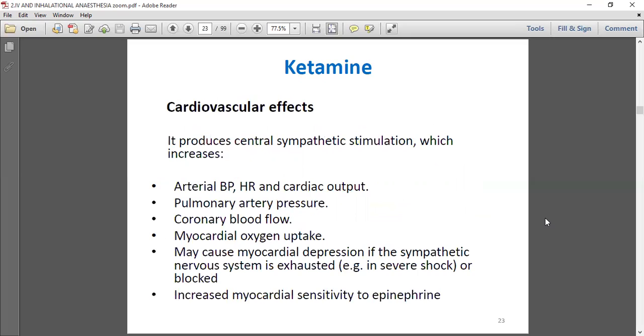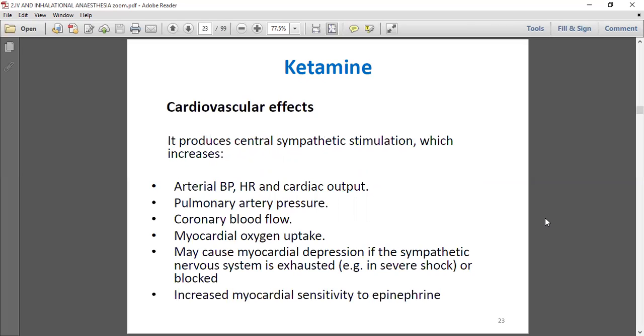So we also have the cardiovascular effects. It produces central sympathetic stimulation, which increases arterial blood pressure, heart rate, and cardiac output. We have increased pulmonary artery pressure, increased coronary blood flow, increased myocardial oxygen uptake. However, it may cause myocardial depression if the sympathetic nervous system is exhausted. You can overstimulate and the system shuts down, so you can have myocardial depression.